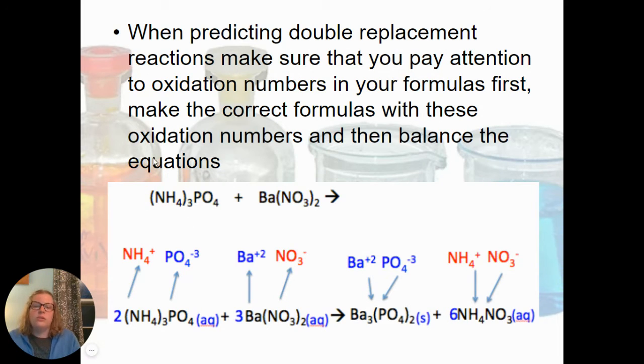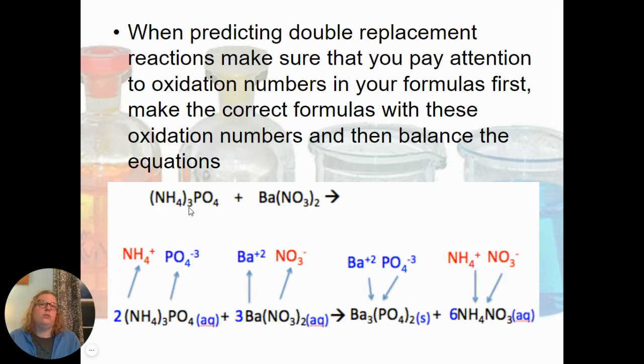What I need to do first is pay attention to the oxidation numbers for the chemicals that are reacting. In this case, the ammonium ion that I have here has a +1, and that's what we're going to figure out first. The phosphate has a -3. How many we have of each of them is not as important as their oxidation numbers when we get started.